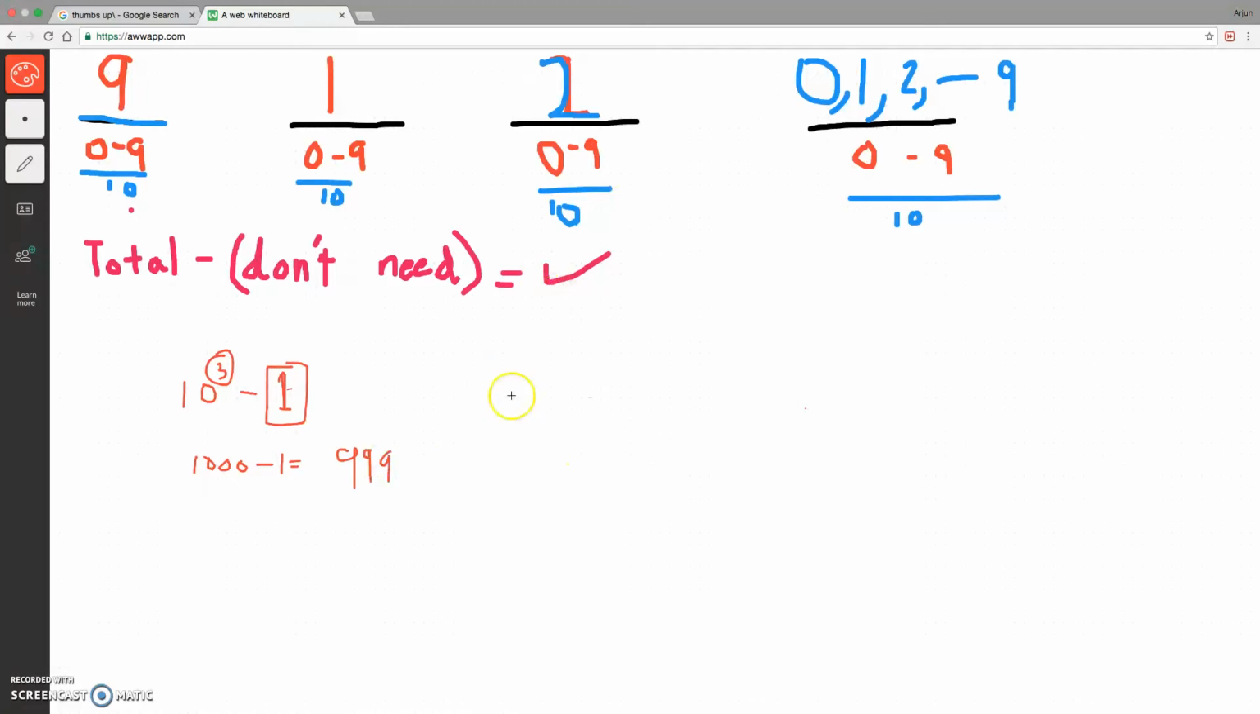But now we have to account for this digit over here. We know that this digit can be anything from 0 through 9. That's 10 numbers. So let's just multiply 999 by 10, and we get our answer of 9,990. Pretty simple. Let's do another problem, and that will be the end of today's video.